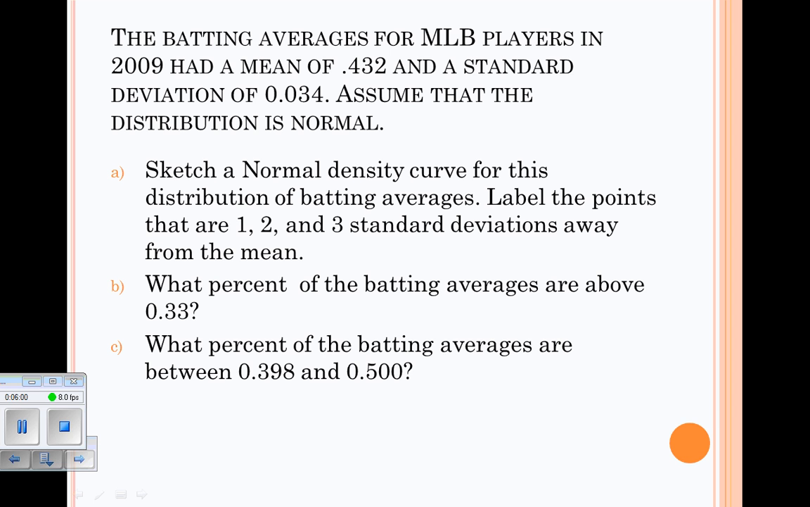What percent of the batting averages are above 0.33? What percent of the batting averages are between 0.398 and 0.5? See how you do.